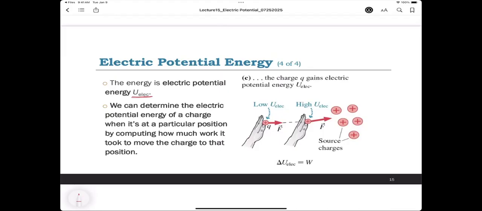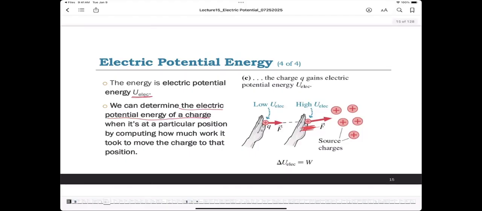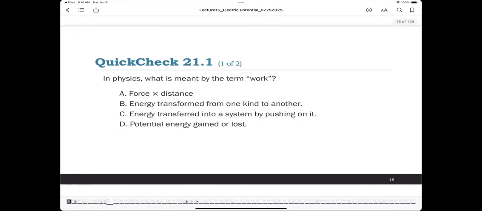You can see the charge. We can determine the electric potential energy of a charge when it's at a particular position, for example here, by computing how much work it took to move the charge to this position. This is how we can determine the electric potential energy of a charge. We will talk about more details later. Before that, let us review some quick chat questions.